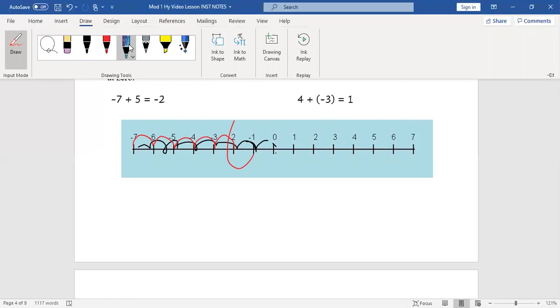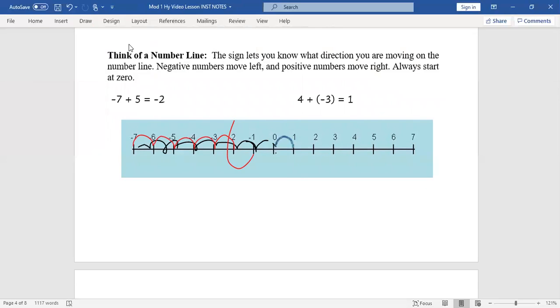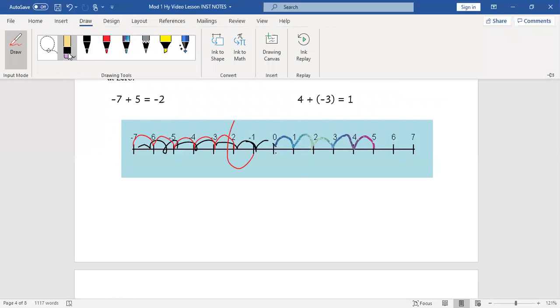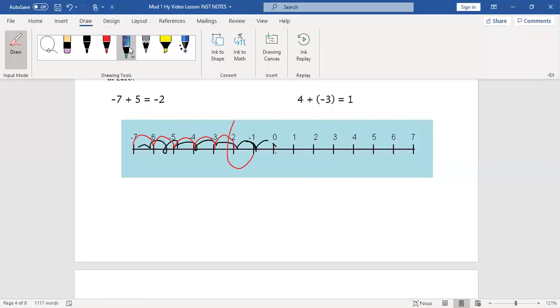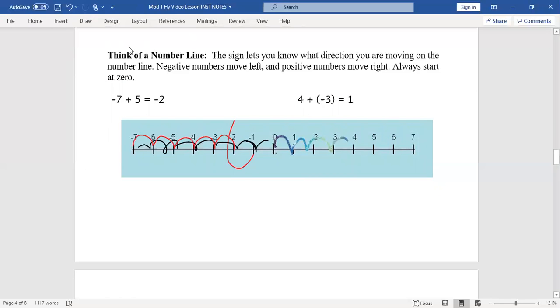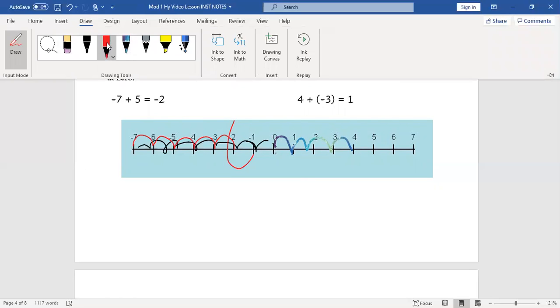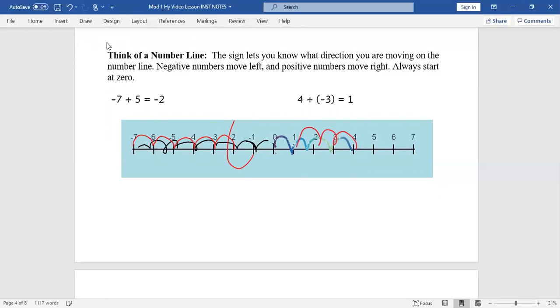Let's say I start with 4. So I'm going 4 units, 1, 2, 3, 4, to the right. And then I'm adding a -3. So that tells me I have to go back 3, 1, 2, 3. And it's going to take me to a positive 1.